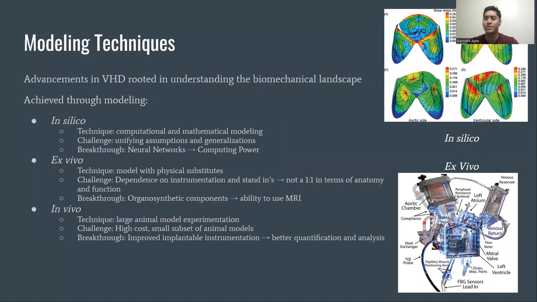The challenge with this is that physical models don't really capture all the nuances of the heart and all the physiology. And then the last modeling technique is in vivo, which is just using large animals as a model. They would get some model animal whose heart system is similar, and then they would perform different surgeries and experimentation on it and see how that translates to humans.